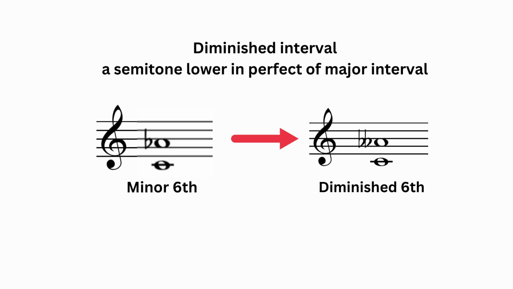Here is another example of diminished interval. From C to A flat is a minor sixth. If we lower the A flat to a semitone lower, it becomes a double flat. Theoretically, it is a diminished sixth interval.